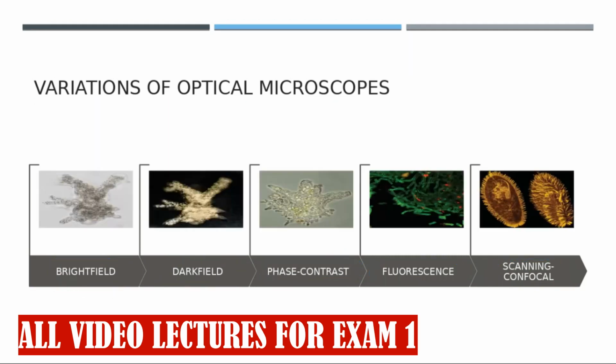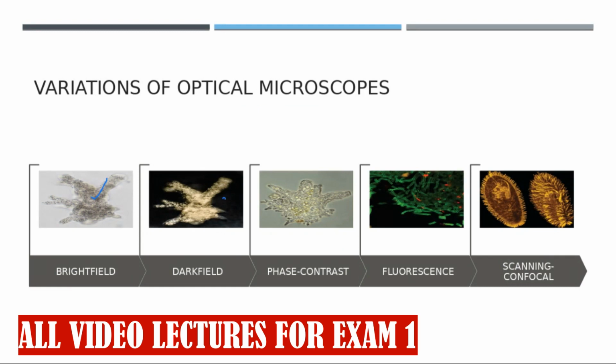Let's see what you see under the microscope using these five different microscopes. Under the bright field, this is how the specimens look. The specimen or the object is darker. So this is the object, darker. Now in dark field, the object is actually lighter and the surrounding is really, really dark.